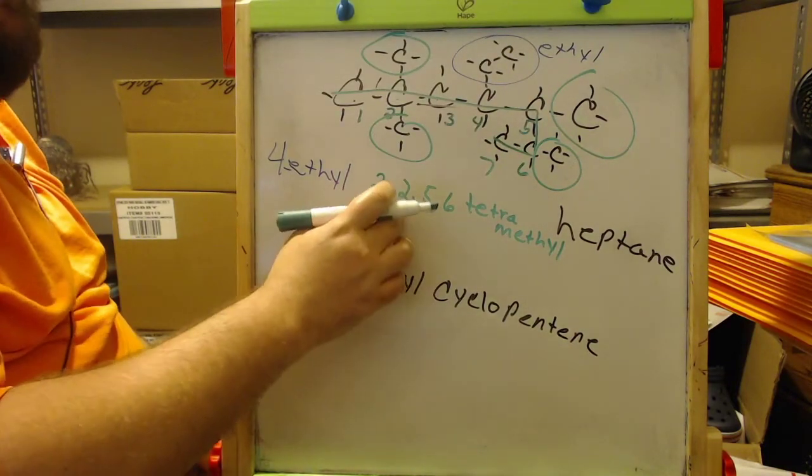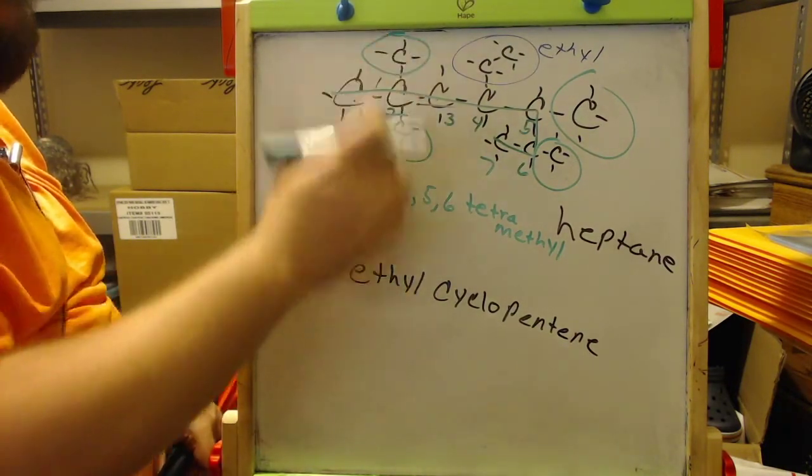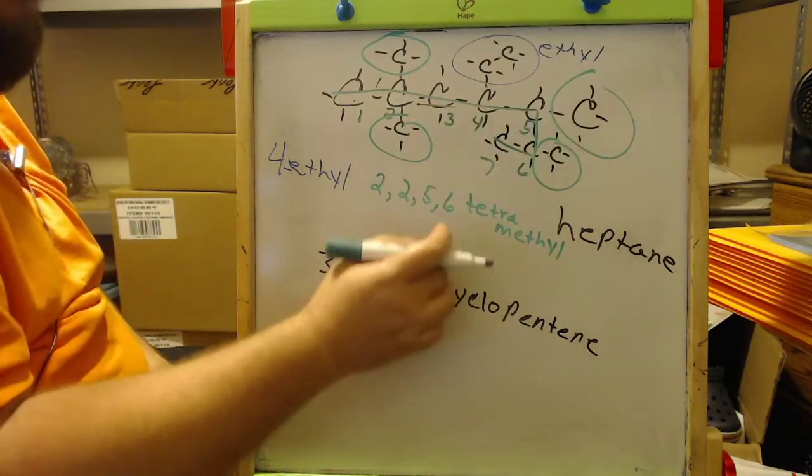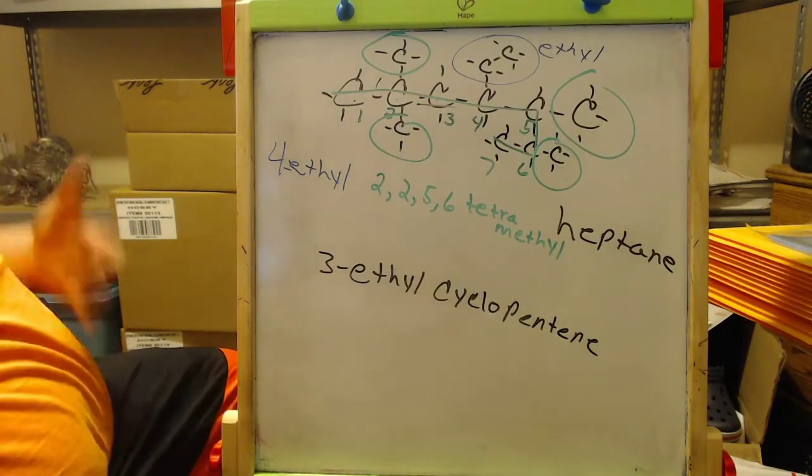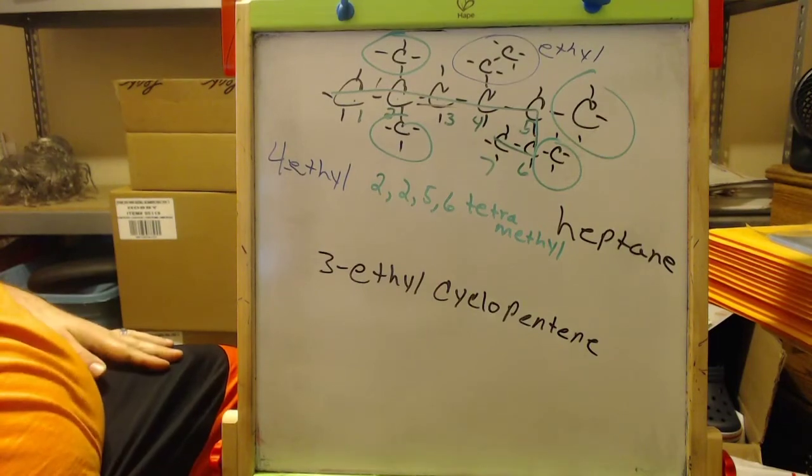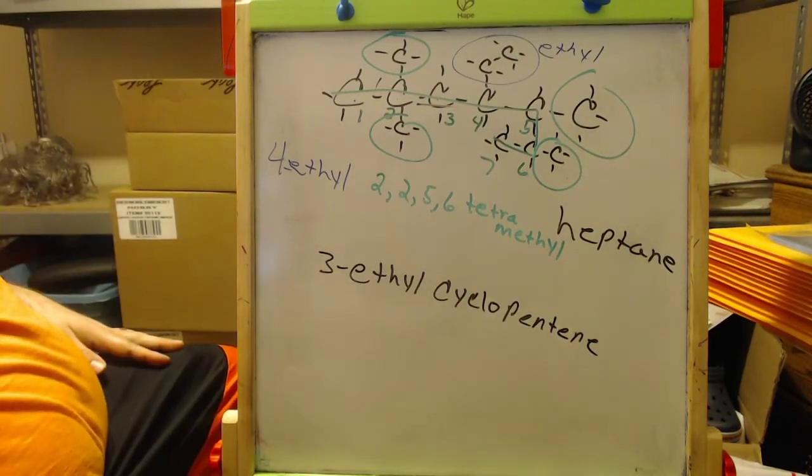On the 2nd carbon I have a methyl group and another methyl group. On the 5th I have a methyl group. On the 6th I have a methyl group. And I need 7 carbons in a chain.